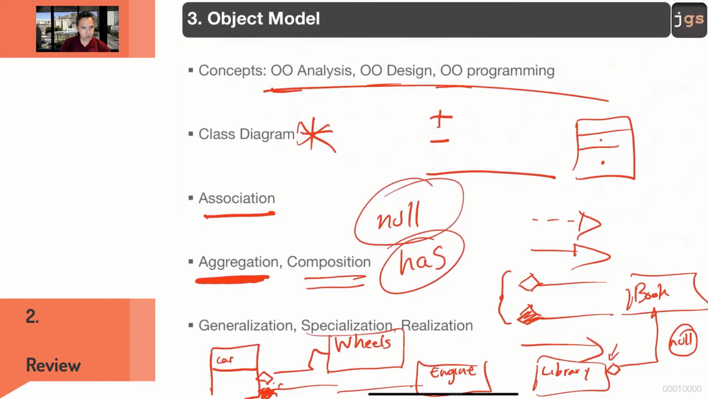So we put composition. Between the car and the wheels, or between the library and the books, the wheels can be null. A car is still a car even though you do not have the wheels. The library is still the library even though you do not have books. White diamond, aggregation. Just remember those ideas.